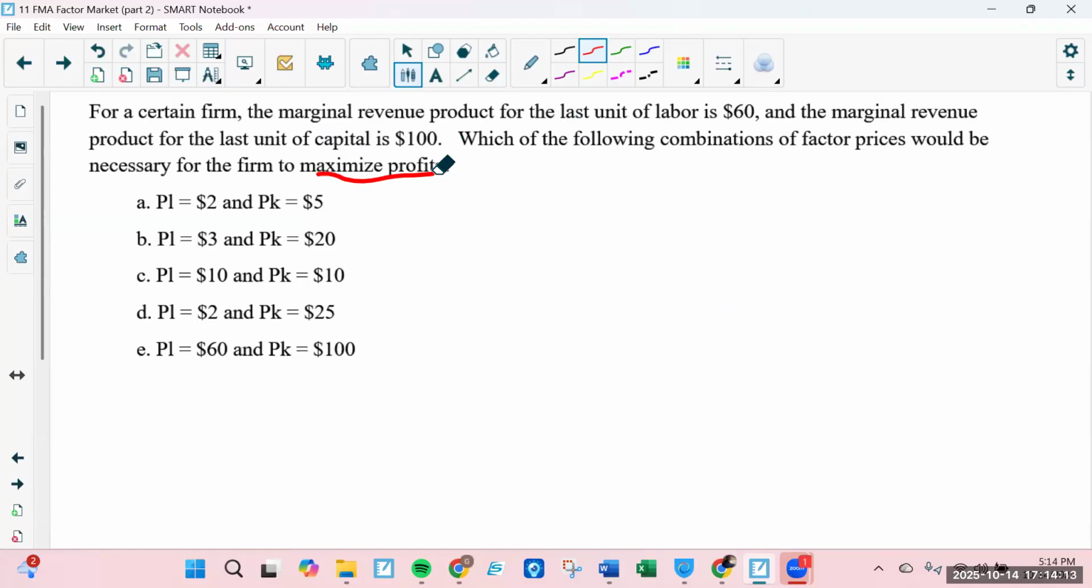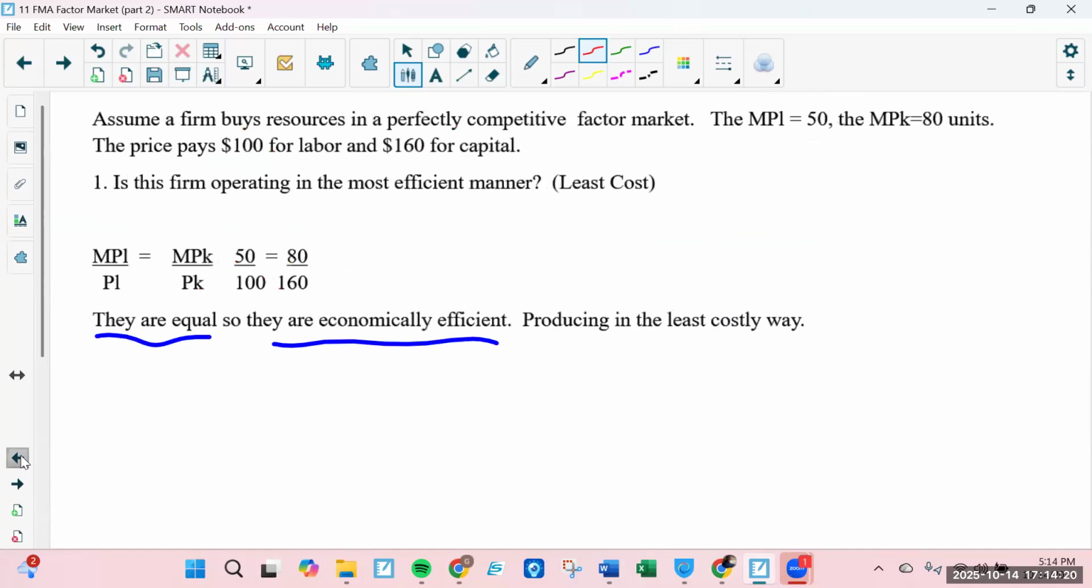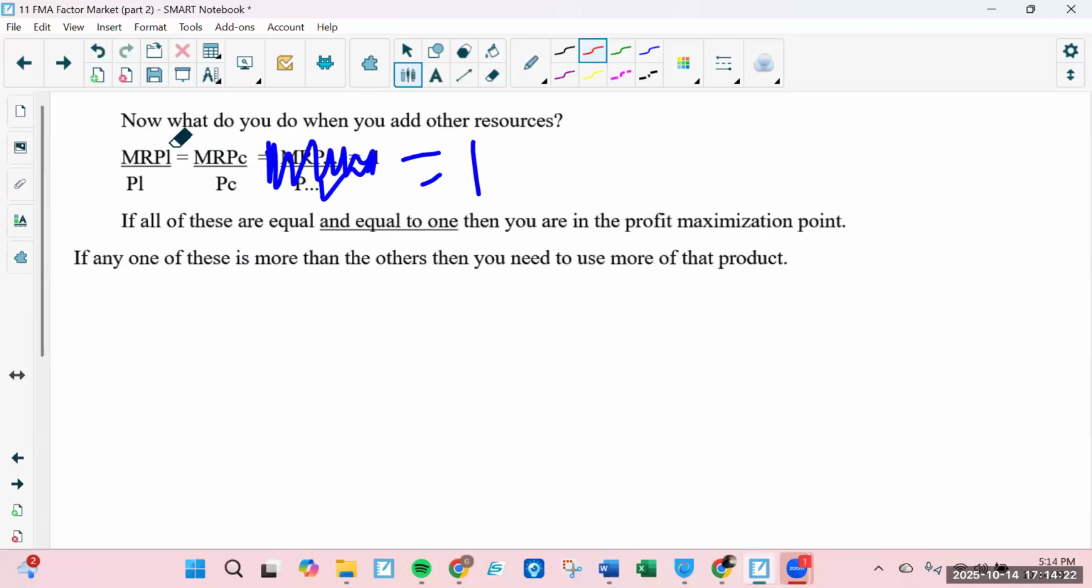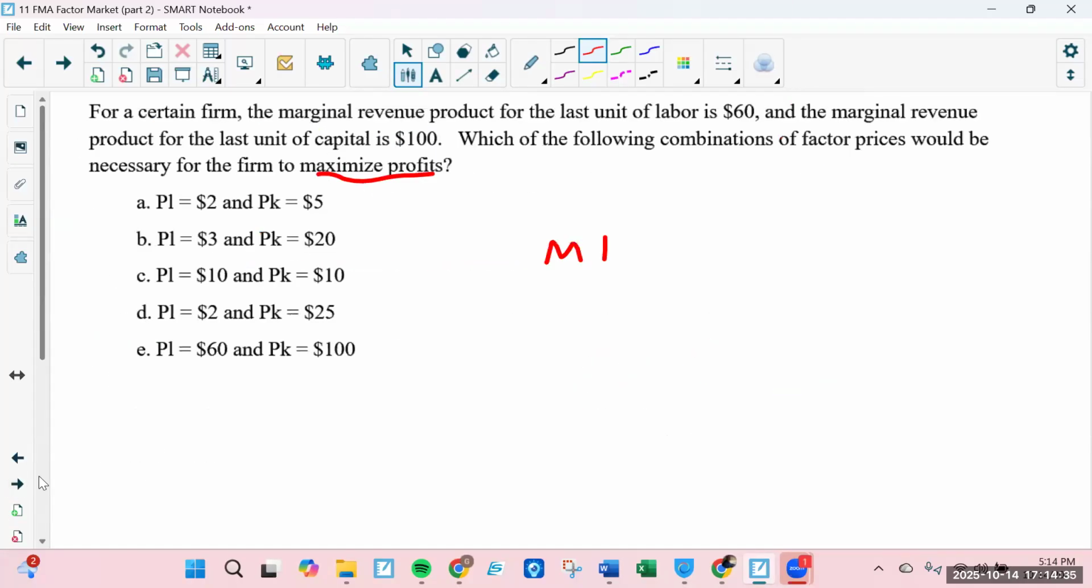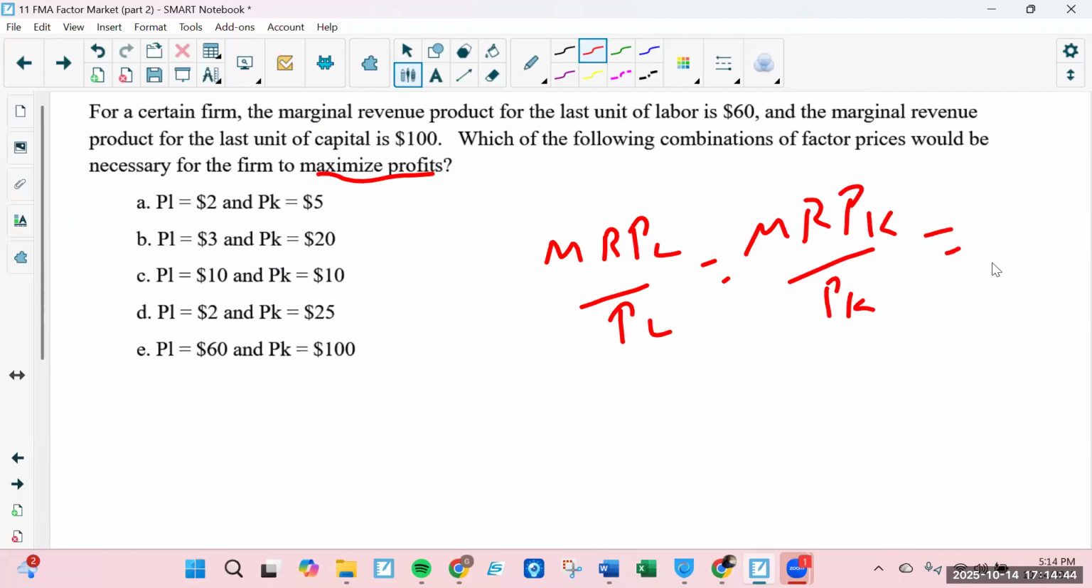So what you have to know here is, if we go back, let me just go back to it here. Okay, we know that the profit maximization rule is the marginal revenue product of labor over the price of labor is equal to the marginal revenue product of capital over the price of capital, equal to 1. The key to this is the equal to 1. So this makes it real easy here. So the marginal revenue product of labor over the price of labor has to equal the marginal revenue product of capital over the price of capital, equal to 1.